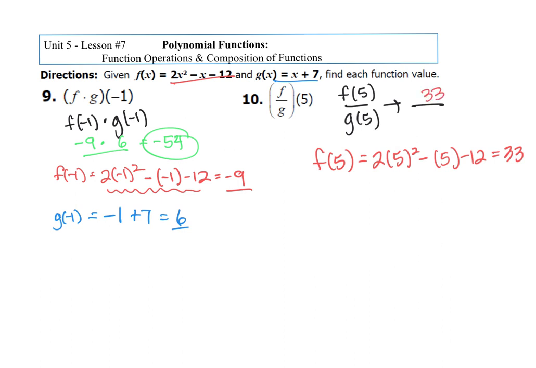Now we're going to find g of 5. Okay, and that would be our x plus 7. So we have 5 plus 7 is 12. So 12 is our denominator. So we type into our calculator 33 divided by 12, and that comes out to be 11 over 4, all simplified.